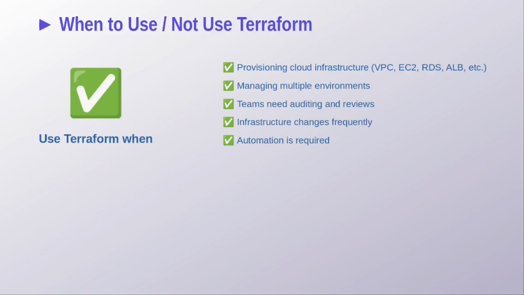When to use and not use Terraform. Terraform is powerful, but it is not for everything. Use Terraform when you provision cloud infrastructure. You manage many environments. Your team needs audit and review. Infrastructure changes often. Automation is important. Terraform is perfect for AWS, Azure, Google Cloud Platform.